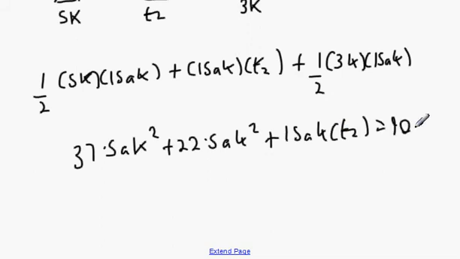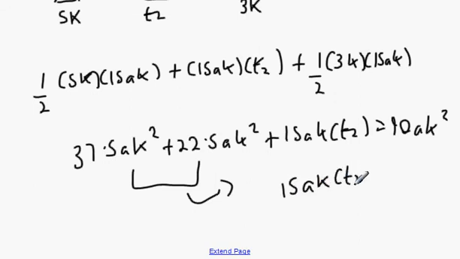So the next part's really easy. Just add the first two together, bring them over to your side, and take them away from 90. It's 60, is it? Yeah. 60ak squared from 90ak squared gives you 30ak squared. And now we divide 30ak squared by 15ak, and t2 is going to be equal to just k.